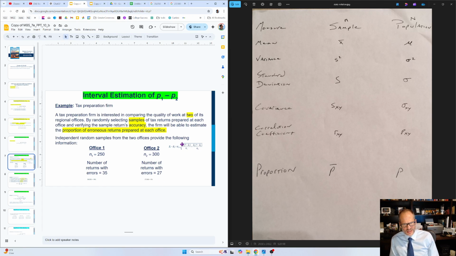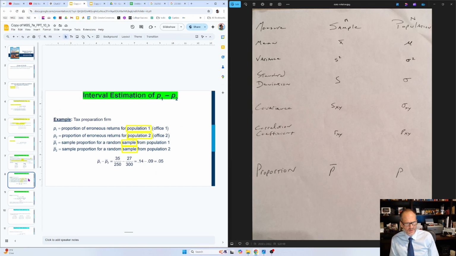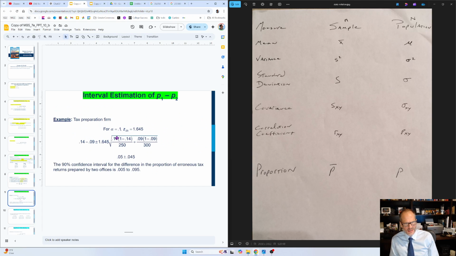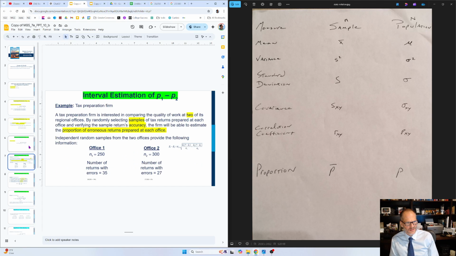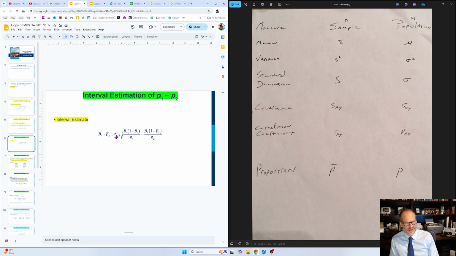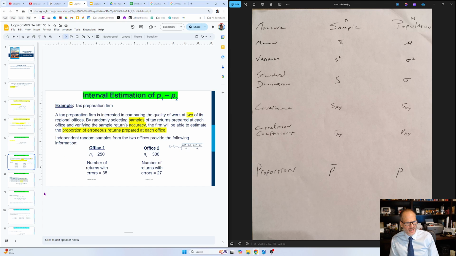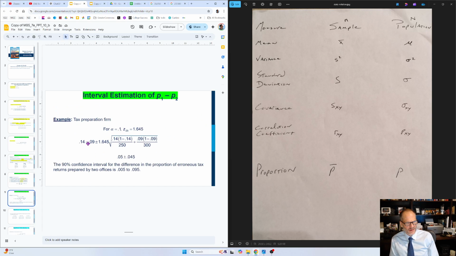And so here's our sample, and our proportion here is like 14% and 9%. So we have 14% times 1 minus 14%, and 9% times 1 minus 9%. And so if we look at this formula here, 14 times 1 minus 14, 9 times 1 minus 9, and then our N1s. And then the only other thing we have to figure out is our Z on this formula here. And plus we have this range right here. And so that range is going to be, again, 14 minus 9, right? So we're just using the formula, but how did we figure out our Z?